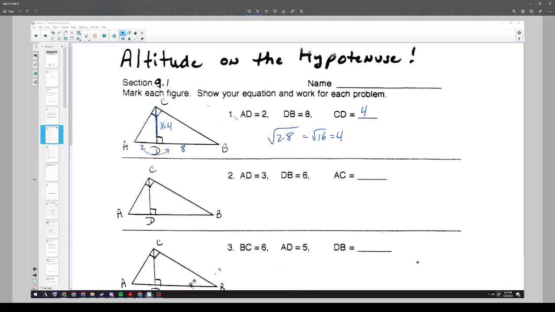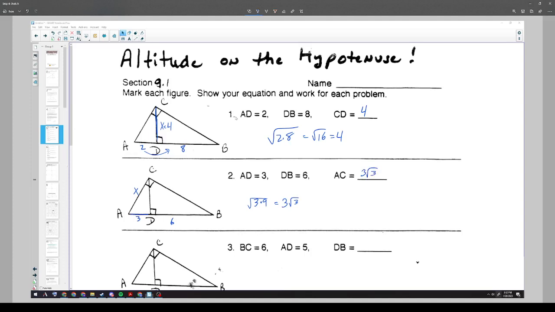Okay, next thing we have AD is 3, DB is 6, so again we know the 2 halves of the hypotenuse, but this time we want AC. So we know that this one is the geometric mean of the closer leg and the total hypotenuse. So we're going to have 3 times 9, and we're going to take the square root of that. Well, 9 simplifies as a 3, so that's 3 square root of 3.